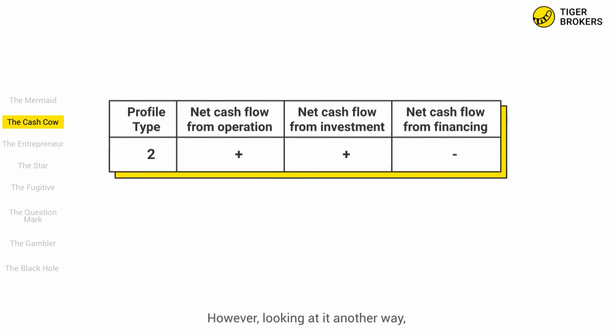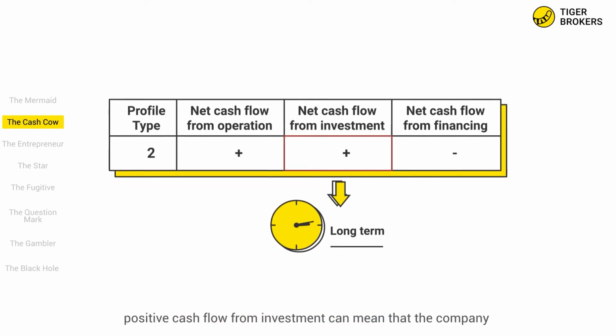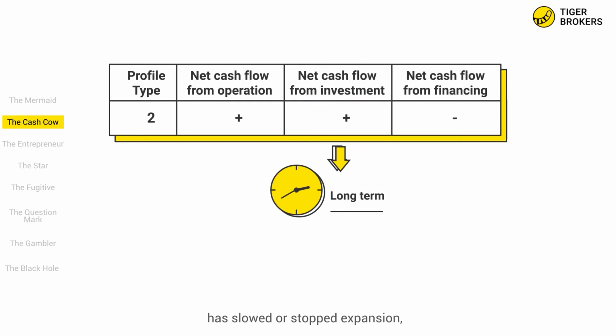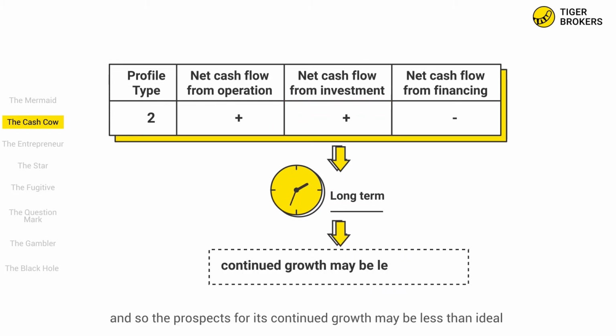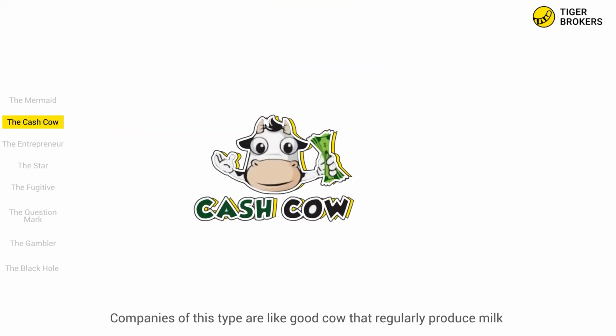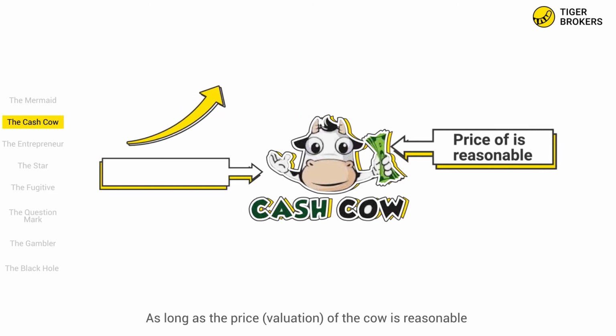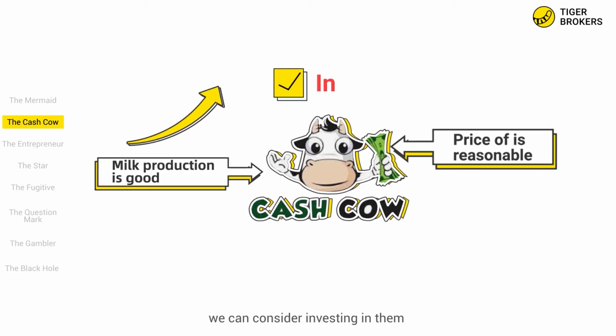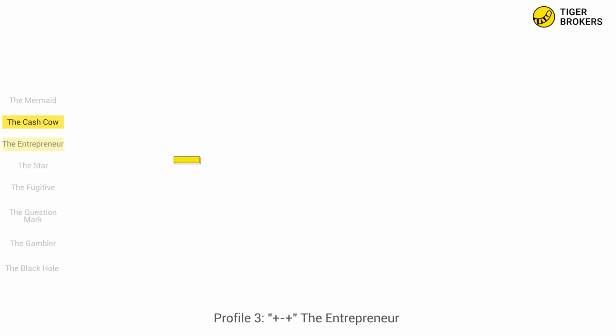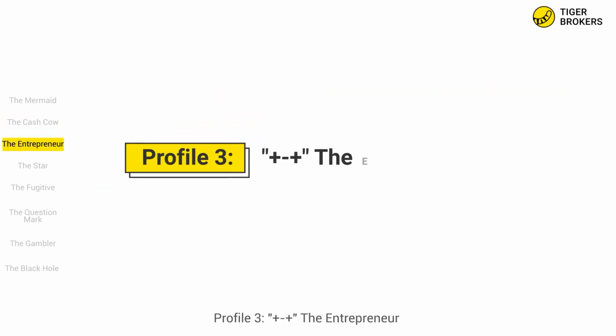However, looking at it another way, positive cash flow from investment can mean that the company has slowed or stopped expansion, and so the prospects for its continued growth may be less than ideal. Companies of this type are like good cows that regularly produce milk. As long as the price of the cow is reasonable and its milk production is good, we can consider investing in them. Profile 3, positive, negative, positive, the entrepreneur.